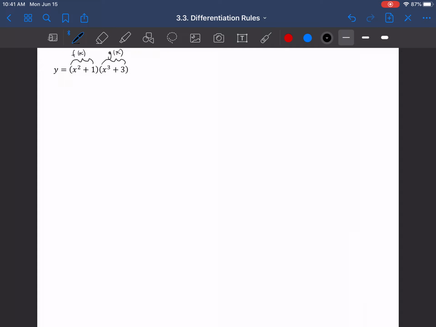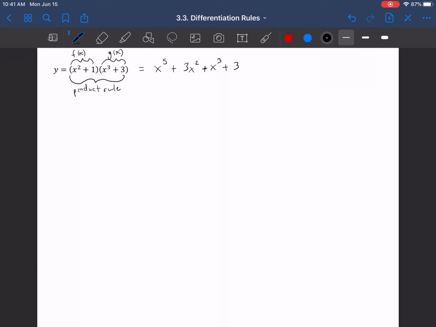Then what I want you to do is, do this first: do it just like this using the product rule. So do it with the product rule, and then go back and actually multiply this out. So this would be x squared times x to the third, that's x to the fifth. X squared times 3 is 3x squared. 1 times x to the third is x to the third, and then 1 times 3 is 3.